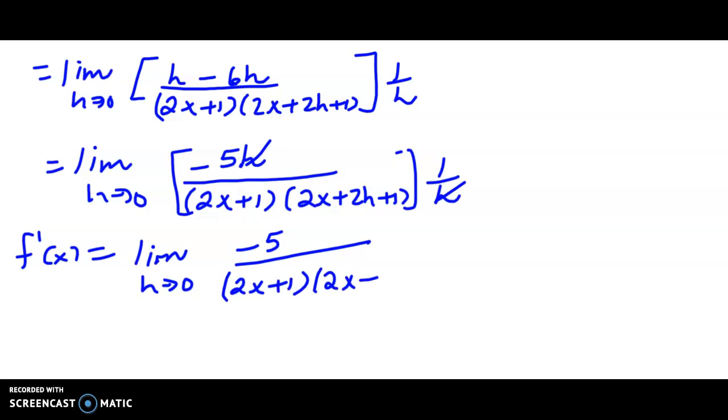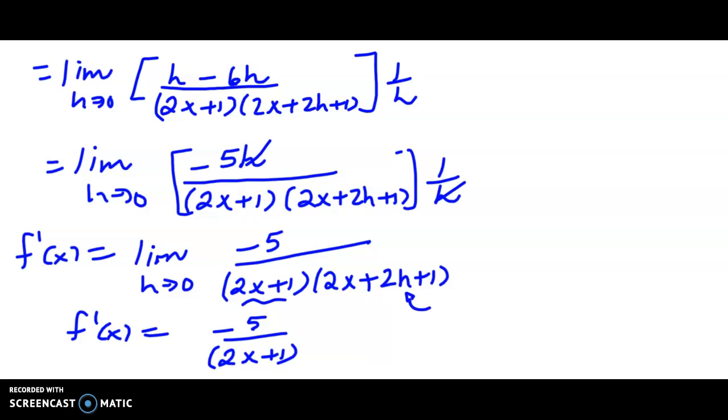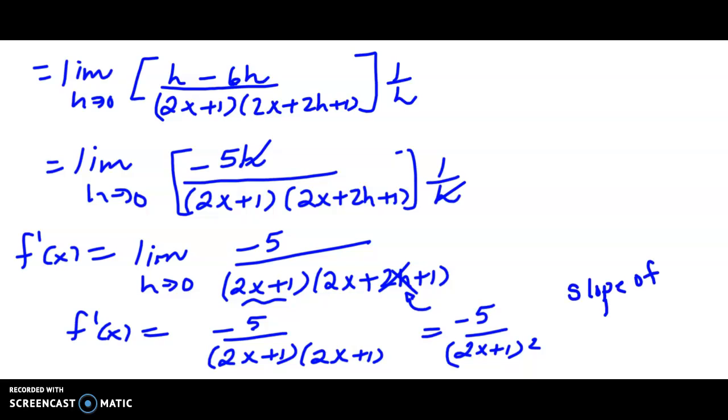Now we're going to apply the limit. As h goes to 0, I am left with negative 5 over 2x plus 1, and with h going to 0, I'm left with another 2x plus 1, which is equal to negative 5 over 2x plus 1 squared. And this is your derivative, which represents the slope of your tangent line for any x value. And that's it.